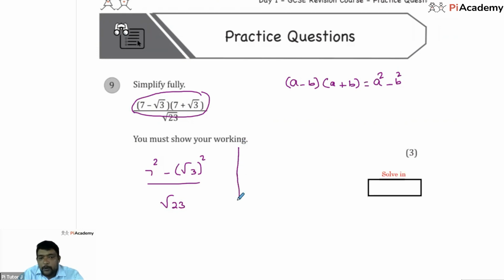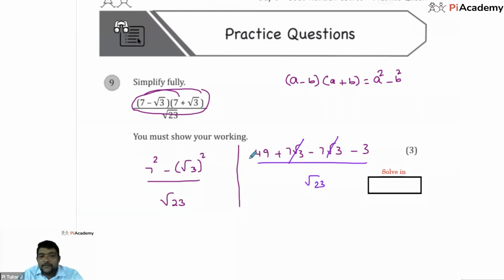You can use the formula, or you can also multiply. See, 7 times 7 is 49, plus 7 root 3, minus 7 root 3, minus root 3 times root 3 is 3. So the plus 7 root 3 and minus 7 root 3 cancel. You have 49 minus 3 in the numerator divided by root 23. If you use this formula, basically you'll be able to do it in one step: a minus b times a plus b is a square minus b square.